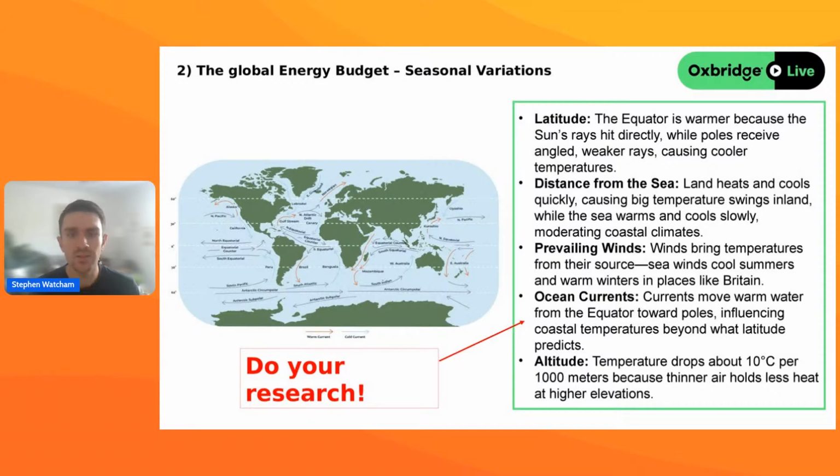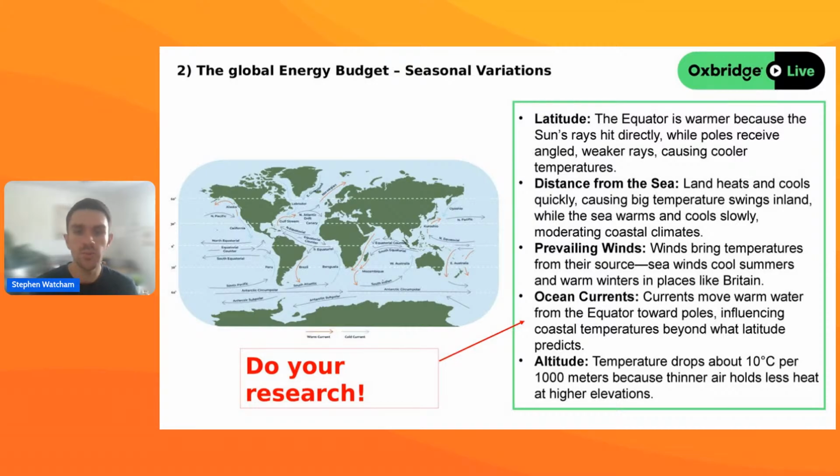Our prevailing winds. Winds bring temperatures from their source. Sea winds cool summers and warm winters in places like Britain. What that means is our winds are constantly moving, and in summers they can help to cool things down. In winter they can help to warm things up, but they are constantly changing between those two different seasons.